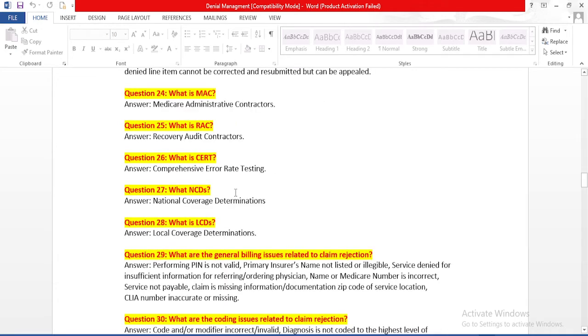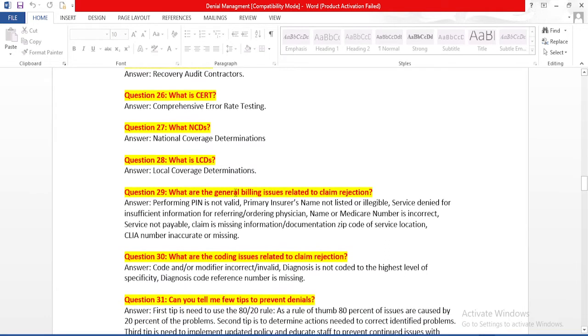Next question, what is MAC? MAC means Medicare Administrative Contractors. What is RAC? Recovery Audit Contractors. What is CERT? CERT means Comprehensive Error Rate Testing. What is NCDs? National Coverage Determinations. What is LCDs? Local Coverage Determinations.